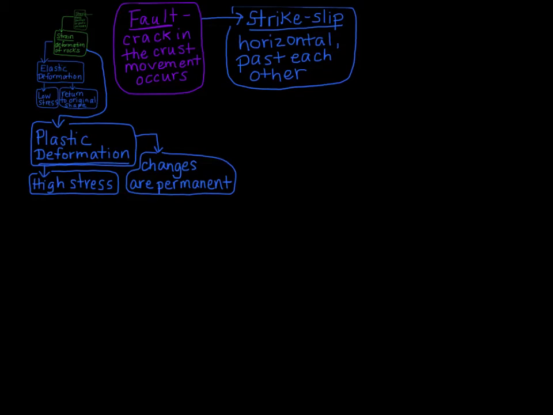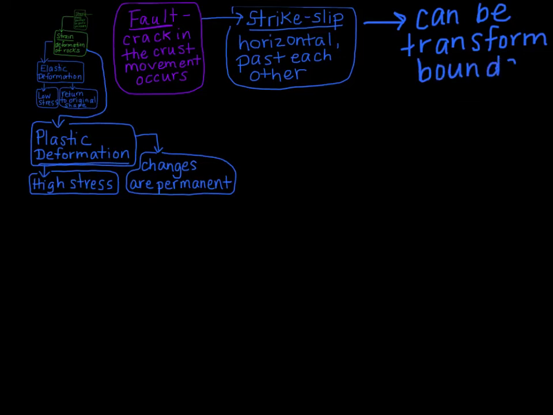This description probably sounds familiar because we also used it to describe the movement that occurs at a transform plate boundary. So strike-slip faults can sometimes also be a transform plate boundary. They don't always have to be a plate boundary. They can occur in the middle of plates, but sometimes they are also a transform boundary. The example that we've used of this so far is the San Andreas Fault in California.